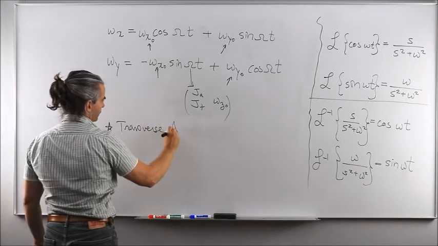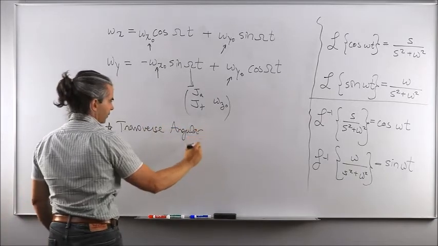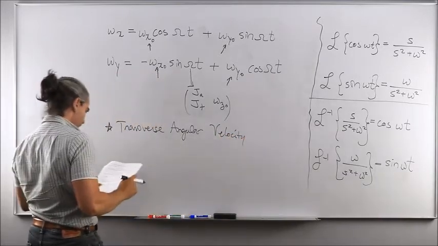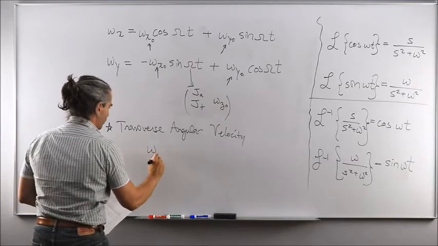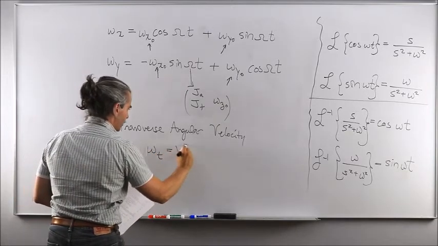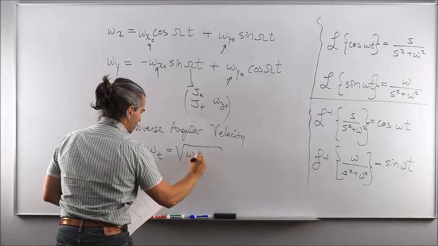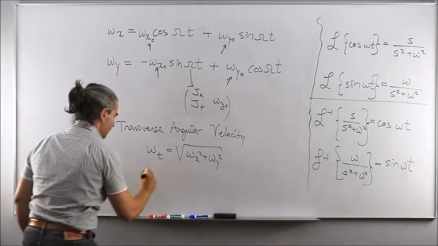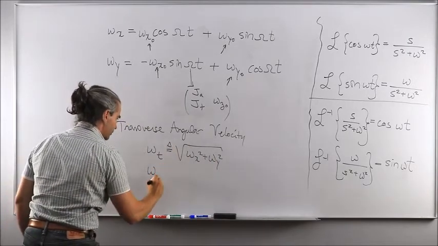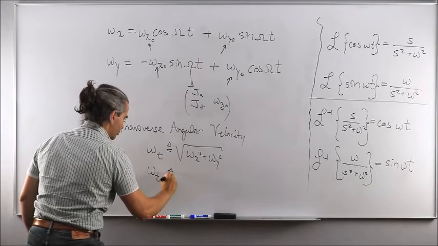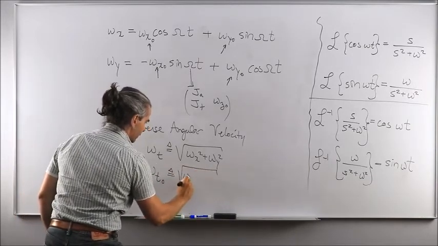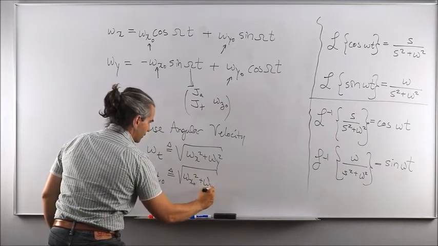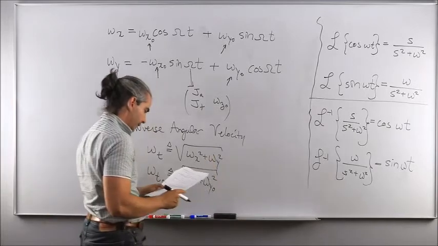Transverse angular velocity, which happens to be omega t equal to square root of omega x squared plus omega y squared. And similarly, the transverse angular velocity at t equals 0 is going to be equal by definition to square root of omega x naught squared plus omega y naught squared, like that. Okay?